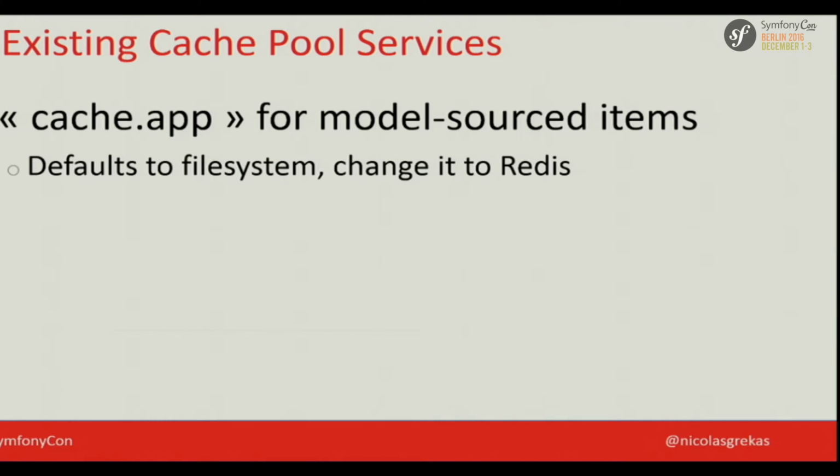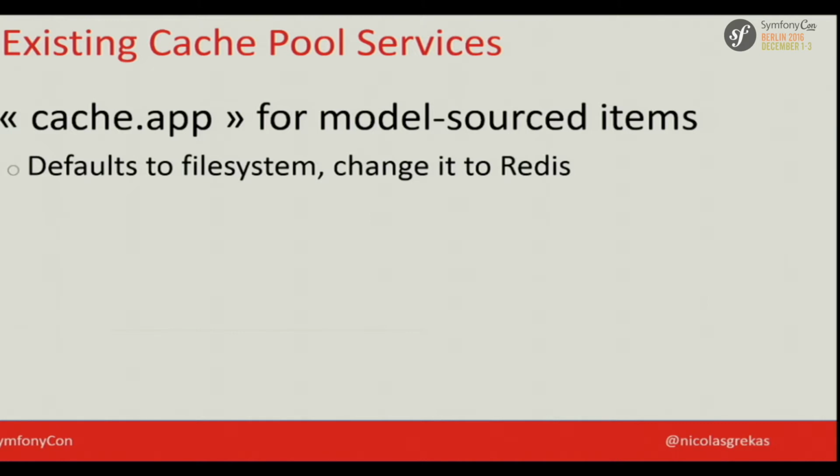So, cache.app is a service that exists, and it's the way to store model-sourced items, domain-sourced items, so items that you manage and which are somehow related to the content of your application. So it defaults to the file system because we don't have anything else working by default. Of course, you should change that and use Redis to store things, or any shared backend, really.